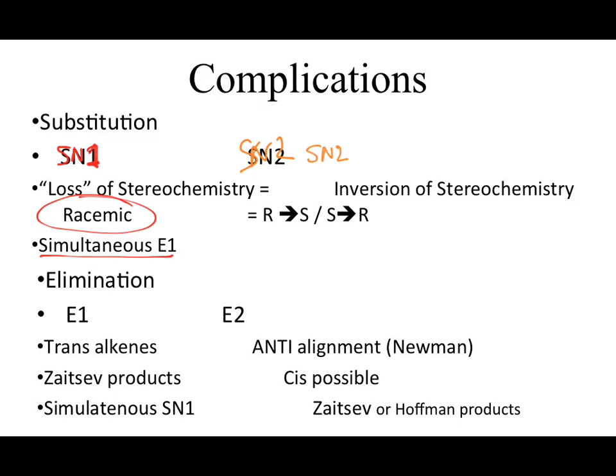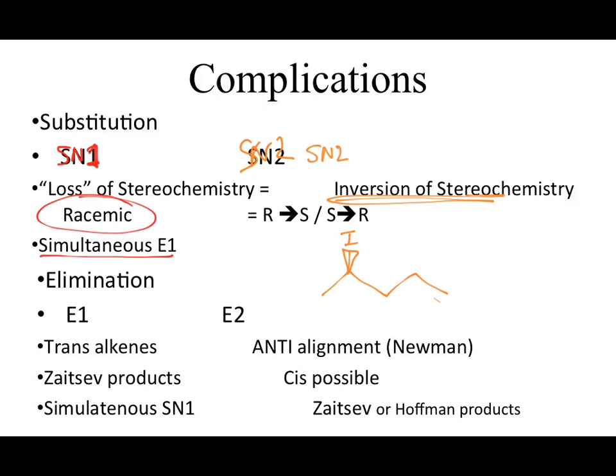SN2 reactions, we get an inversion of stereochemistry. So if you start with a stereocenter, it's going to swap. It's going to move from R to S. What's a big red flag that I'm asking you to tell me about the stereochemistry? How about if I drew this as a starting material? Do you think I'm asking about stereochemistry? Why not?